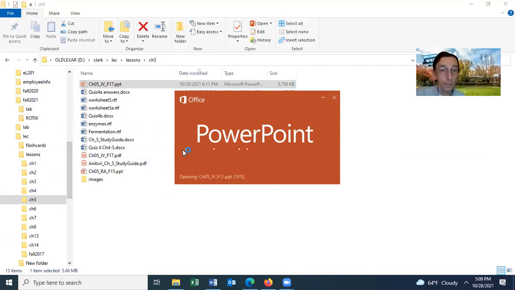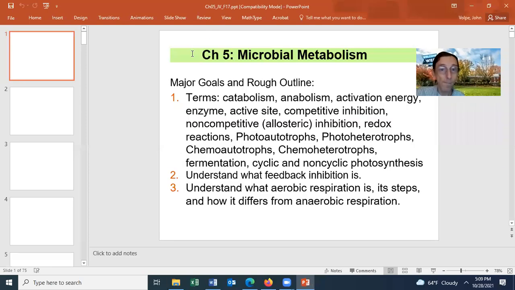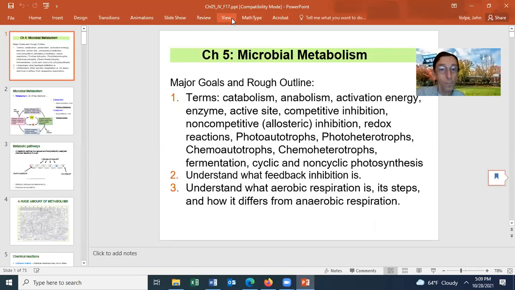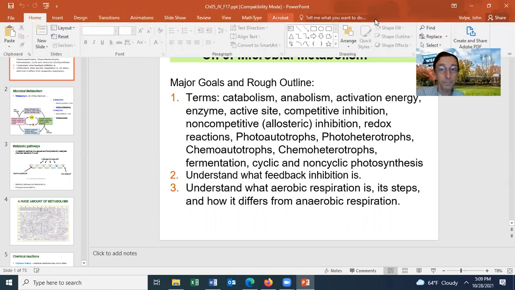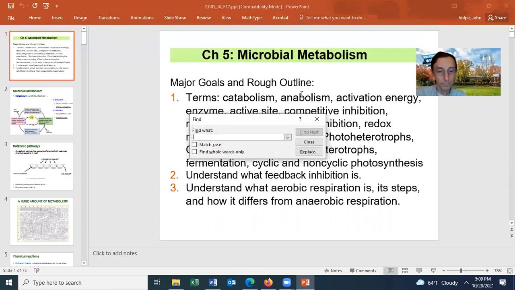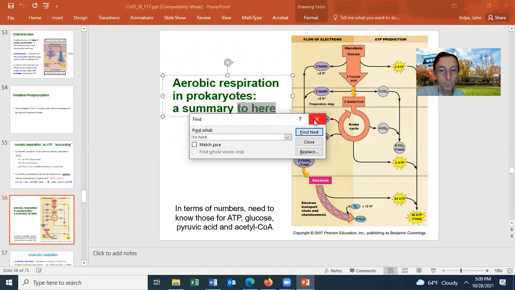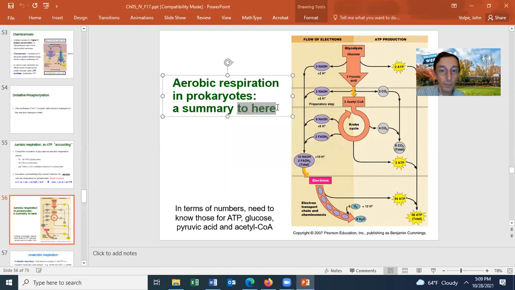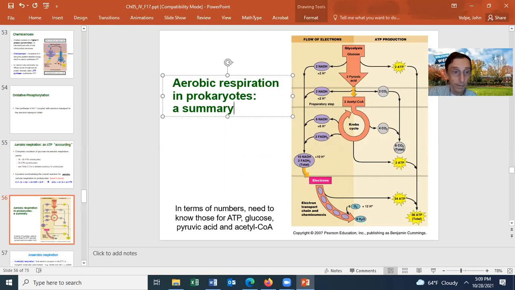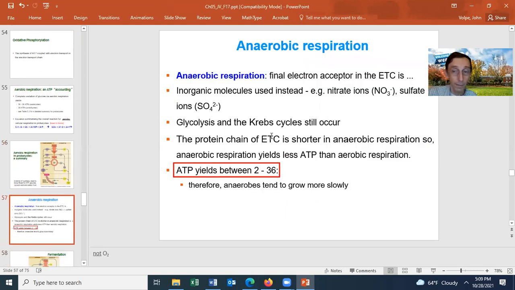I think we have a lot of chapter 5 still to do, so we're way behind schedule. All right, so we talked about aerobic respiration. And this slide is showing you a summary of aerobic respiration on the left and fermentation on the right. So now let's turn to anaerobic respiration.